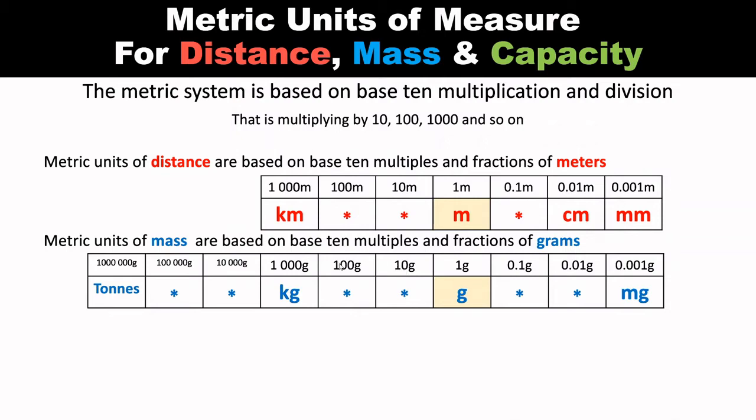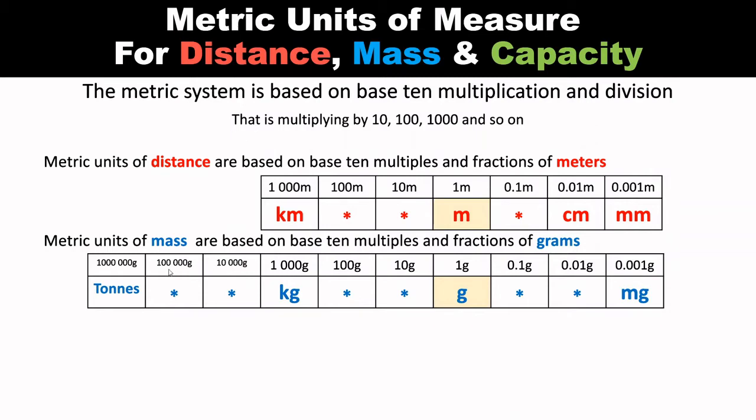Times that by 10 again, that's 100 grams. Again, we could call that a hectogram, but again, we don't really use that name or unit of measure. So you don't need to remember, just remember to put a star there. After 100, we times by 10 again, and we get 1,000 grams, which you should know is a kilogram. We need to write that name in there. If I multiply that by 10 again, I get 10,000 grams. And again, we don't really have a name for that. But let's keep going, just holding the spaces with stars for units of measures that we don't use.